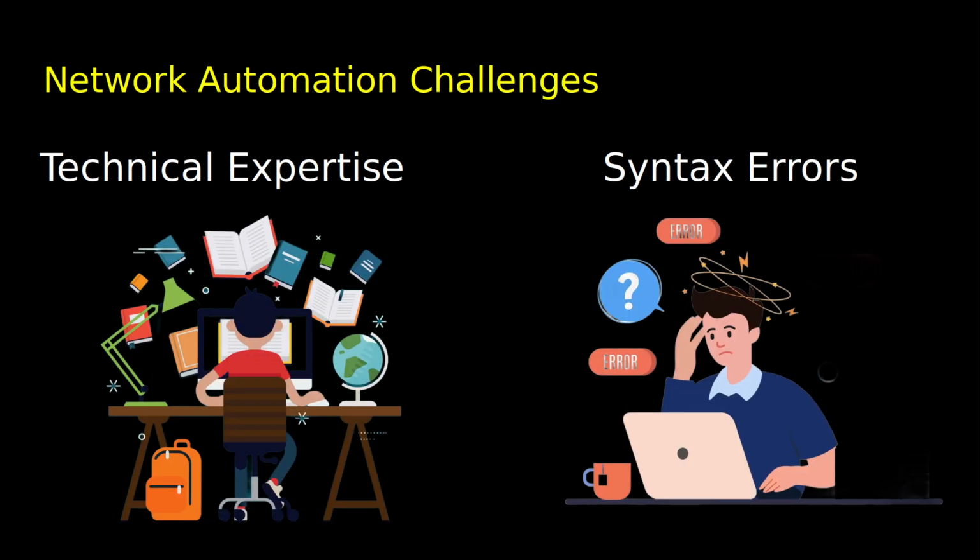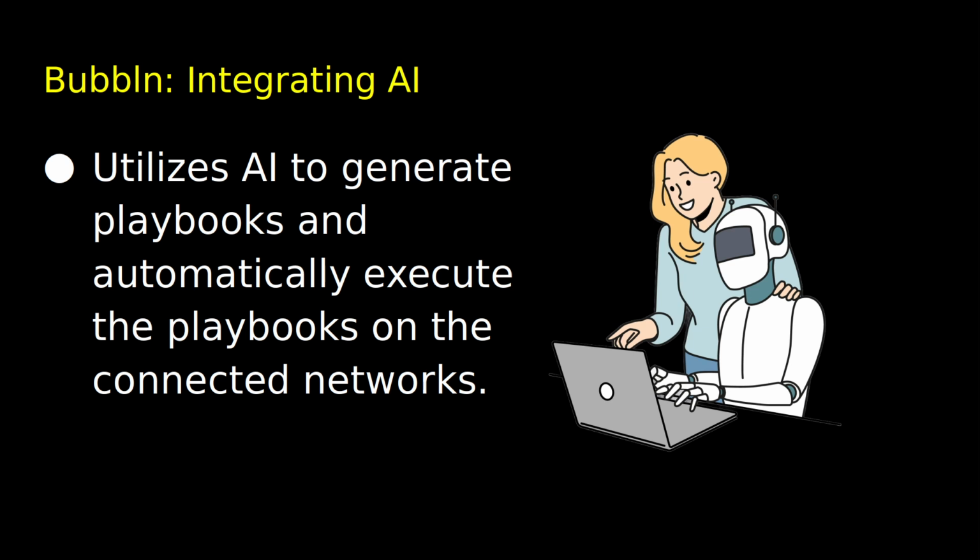However, they come with some challenges. First is that network engineers need to take their time to learn how these tools work. And even after they have done that, they are still actively involved in the process of developing these automation scripts, which can result in syntax errors. And that is why we decided to develop this tool called Bubbln that integrates AI into the automation process, whereby AI is utilized to generate the automation scripts, and in this case Ansible playbooks.